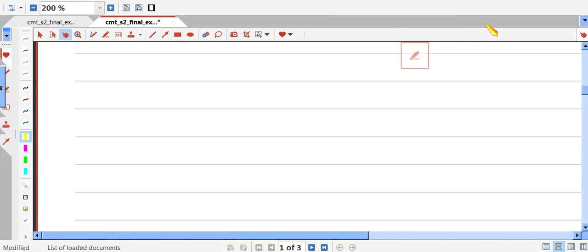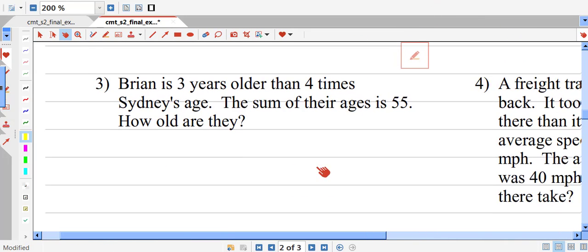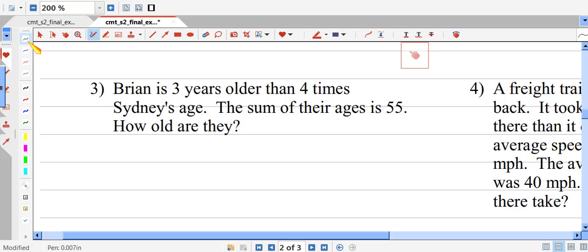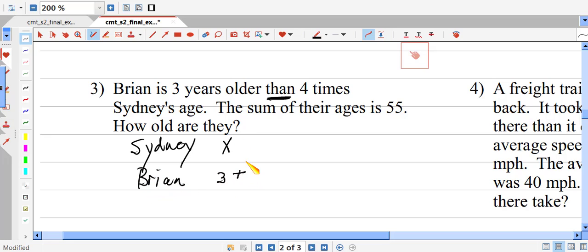Okay, the next one is Brian is 3 years older than 4 times Sydney's age. I think I told you, you always want to make the variable be the person that comes after the word than. So if I make Sydney be x, then Brian is going to be 3 plus 4x. And the sum of their ages is 55. So that would be 3 plus 4x plus x equals 55.